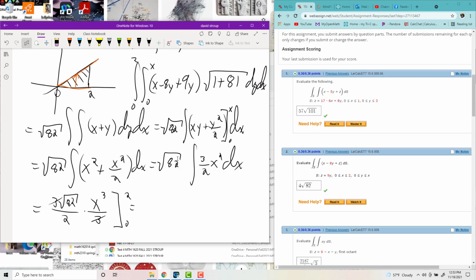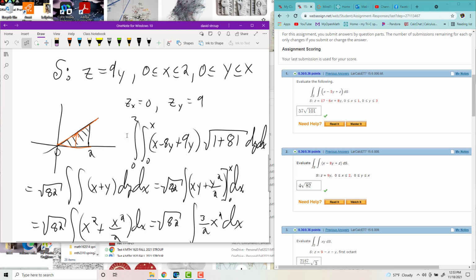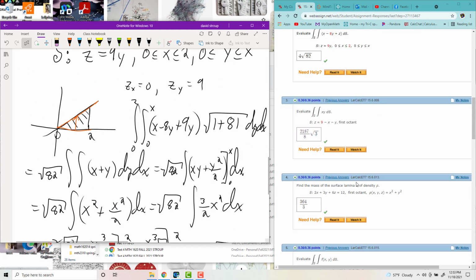The 3's cancel. I'll have x cubed all over 2 from 0 to 2, and I still have a square root 82 floating about. And then 2 cubed is 8. 8 divided by 2 is 4, so I'm getting 4 square root 82. Okay, so pretty simple, so long as you don't forget. It's remembering all of it on a test. It's like, oh, I'm going to remember all this.